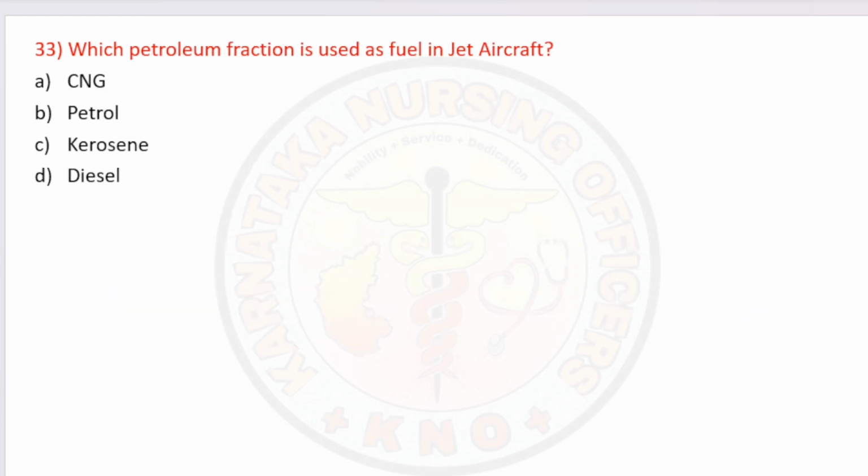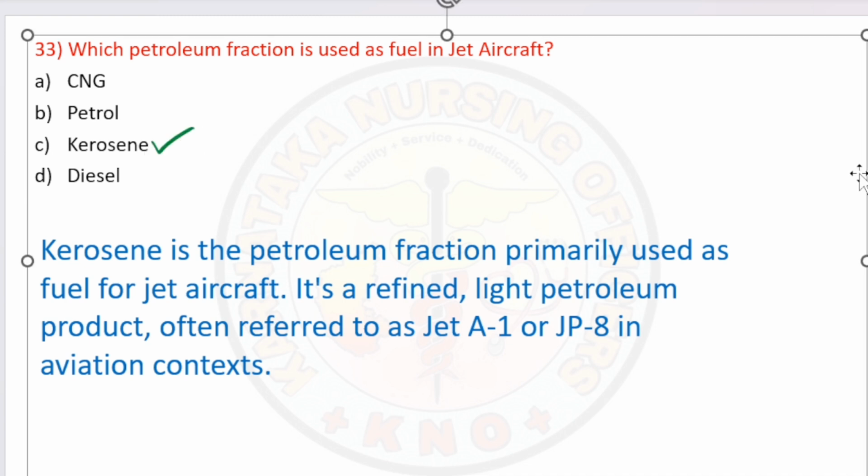So next question, which petroleum fraction is used as fuel in jet aircraft? The options are CNG, petrol, kerosene and diesel. So the correct answer is kerosene. Kerosene is used as a petroleum fraction in jet aircraft. It is a refined light petroleum product often referred to as Jet A1 or JP8 in the aviation context.